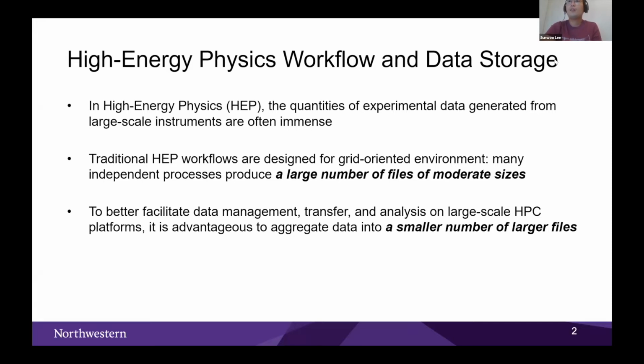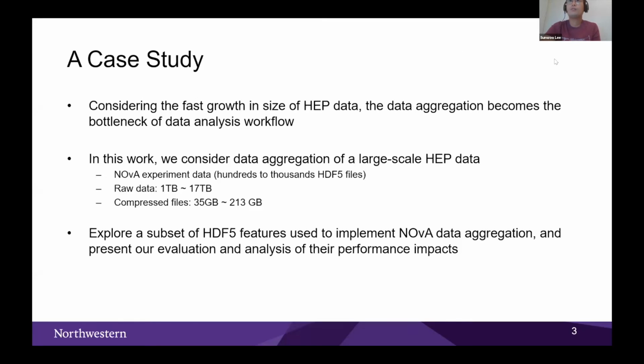And typically, because of the grid-oriented environment, a large number of files of moderate sizes are stored. To make better use of them, it is actually better to have a smaller number of larger files. So in this case study, we will consider how to aggregate the data across a large number of such HDF5 files. Specifically, we will consider NOVA experiment data, which consists of hundreds to thousands of HDF5 files.